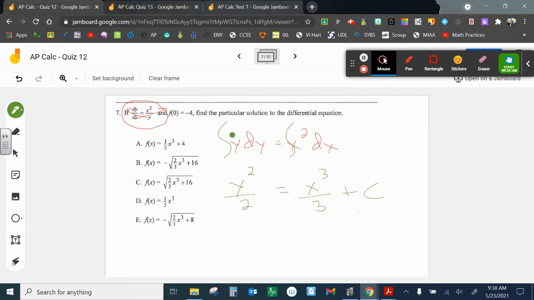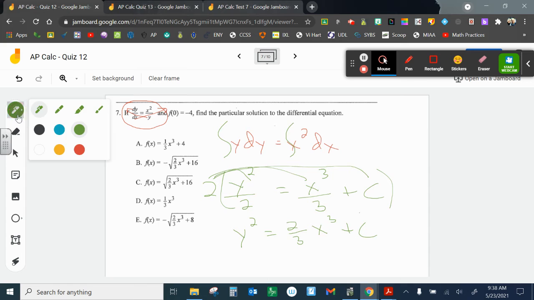And now we want to solve for y. So let's do a couple things here. Let's get y by itself. So I'm going to multiply everything by 2. So this will be y squared equals 2/3 x cubed, and we're still going to keep it as a constant. So again, 2 times the constant, twice the constant, but that's still just a constant. And now I'm going to take the square root of both sides.